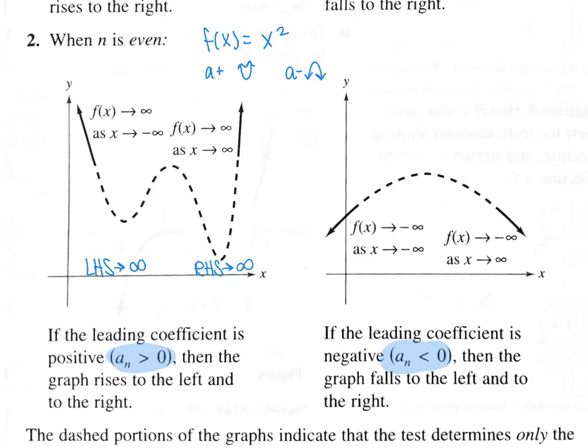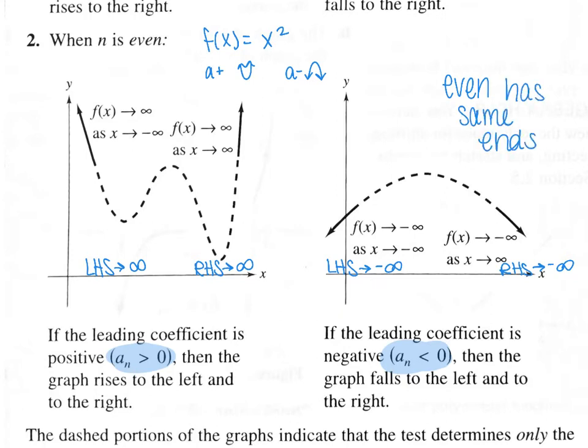Now, if a was negative, we know the negative flips it over. Now it's down like a frown, and we could say LHS is going to negative infinity, and the RHS is going to negative infinity. Now you'll notice one of the major differences between odd and even, we said earlier that odd was opposite. Even has the same ends. Okay? So they either both go up or they both go down, but they're not going to be opposite.